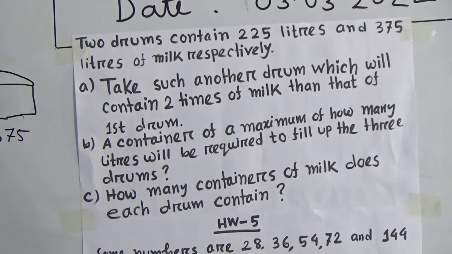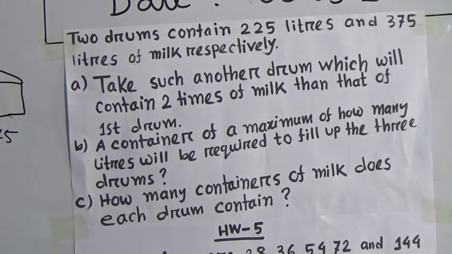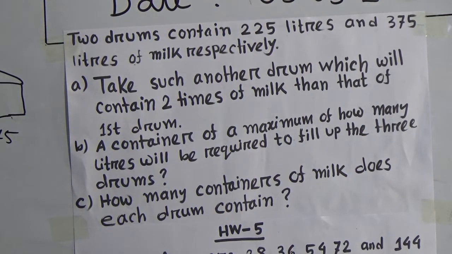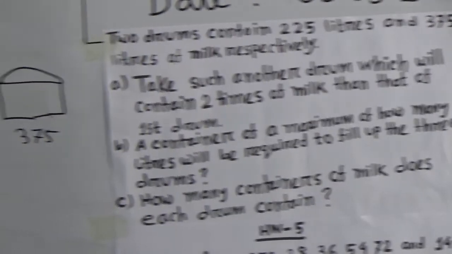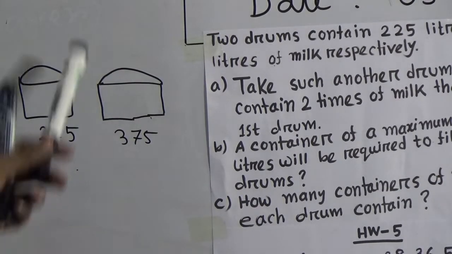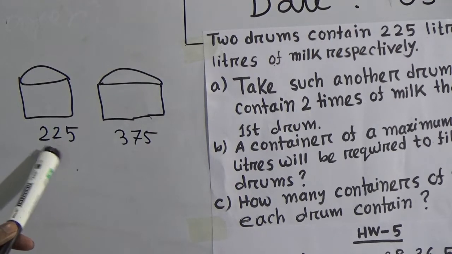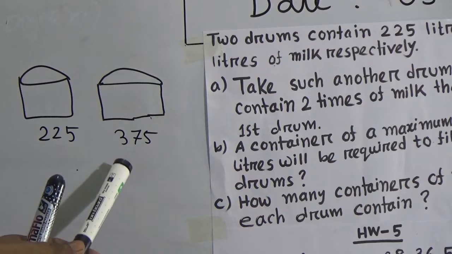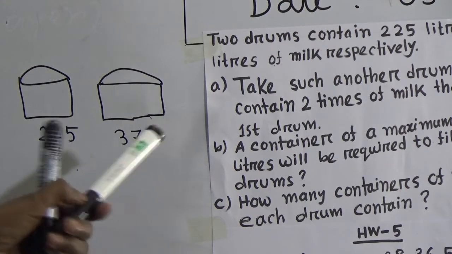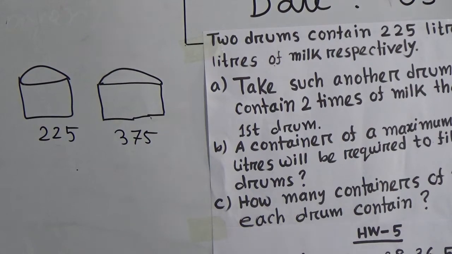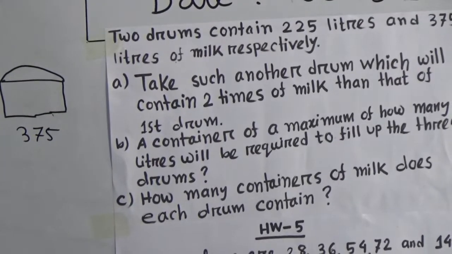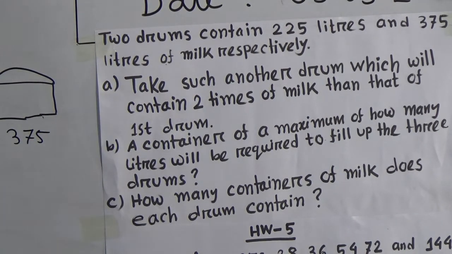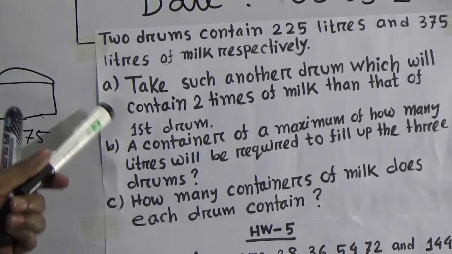Two drums contain 225 liters and 375 liters of milk respectively. Suppose you see these are the two drums. The first drum contains 225 liters of milk and the second drum 375 liters of milk. Now a knowledge based question: take another drum which will contain 2 times of milk than that of the first drum. Okay, this is the knowledge based question.